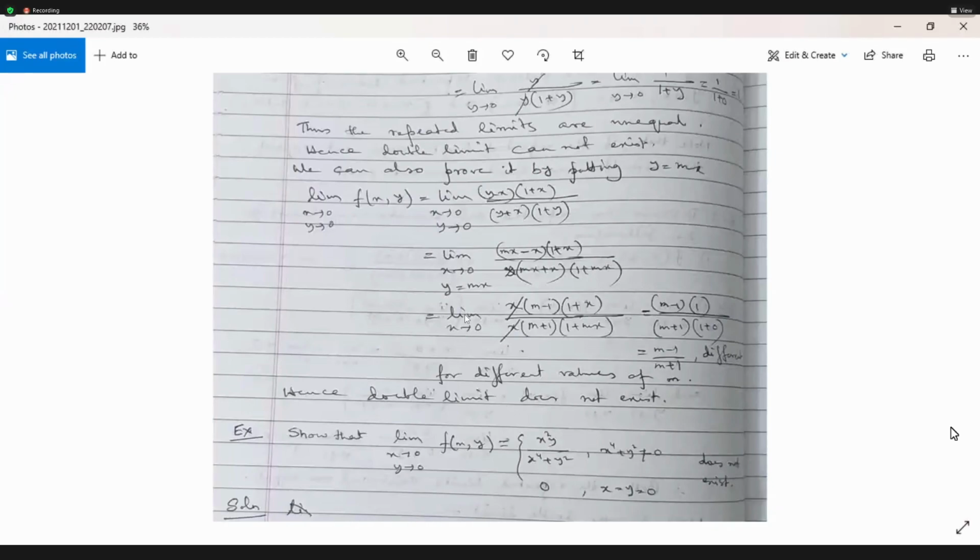If the repeated limits are not equal, then automatically it follows that the double limit can never exist, because the double limit can exist only when the repeated limits exist and are equal. So if they are not equal, then the double limit doesn't exist. You can show it that way also, provided the question is to show that the double limit doesn't exist. If the double limit exists, then you will have to find out that limit. Okay.